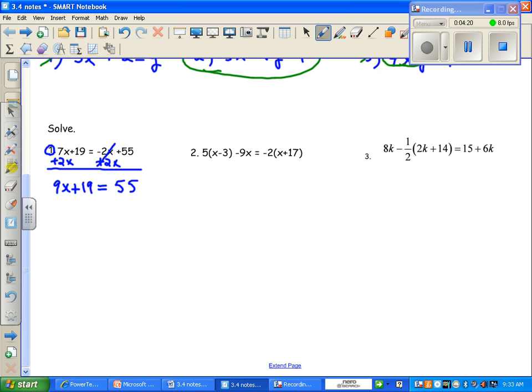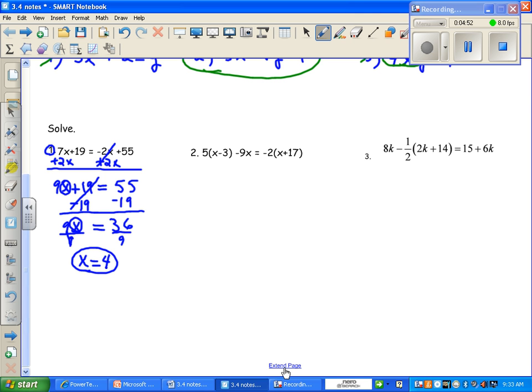Then in your second step, you're going to get your x alone. So get rid of whatever's added or subtracted, get rid of the 19 by subtracting 19 from both sides of your equation. And on the left side the 19's are gone, you have a 9x, and on the right side you're going to have a 36. Alright, so to get your x alone, you're going to undo this multiplication by showing me that you're dividing both sides by 9. The 9's cancel on the left and you have x equaling a 4.